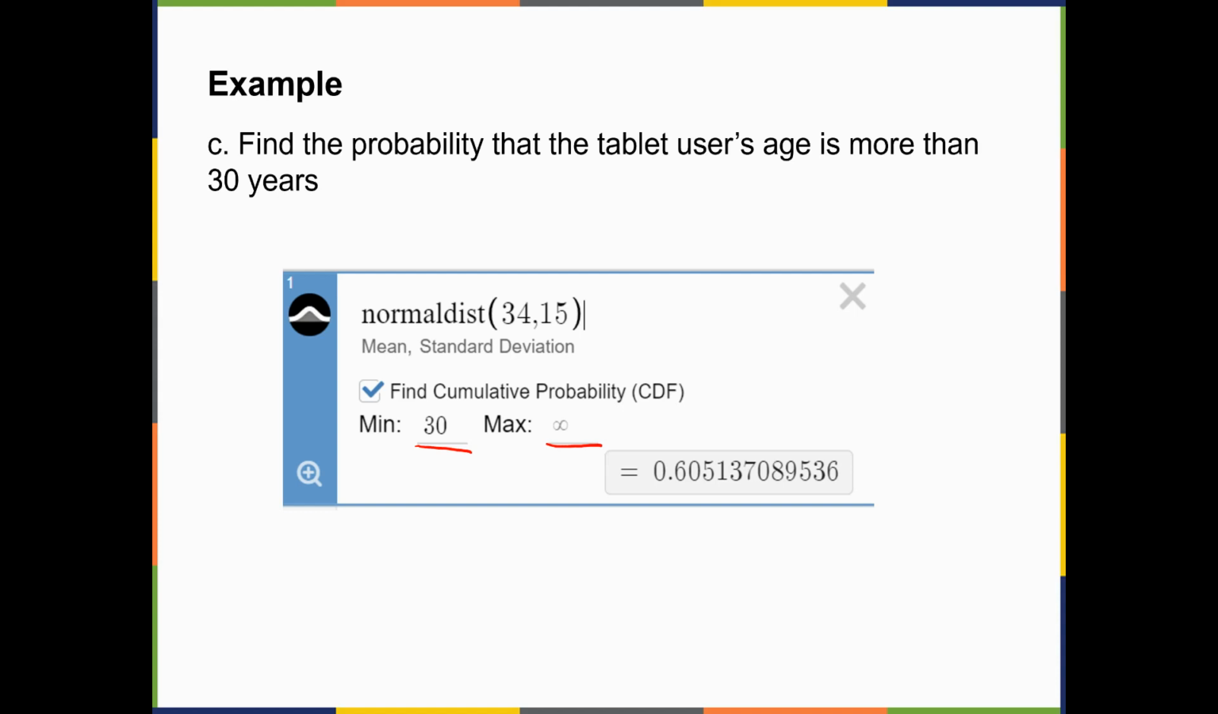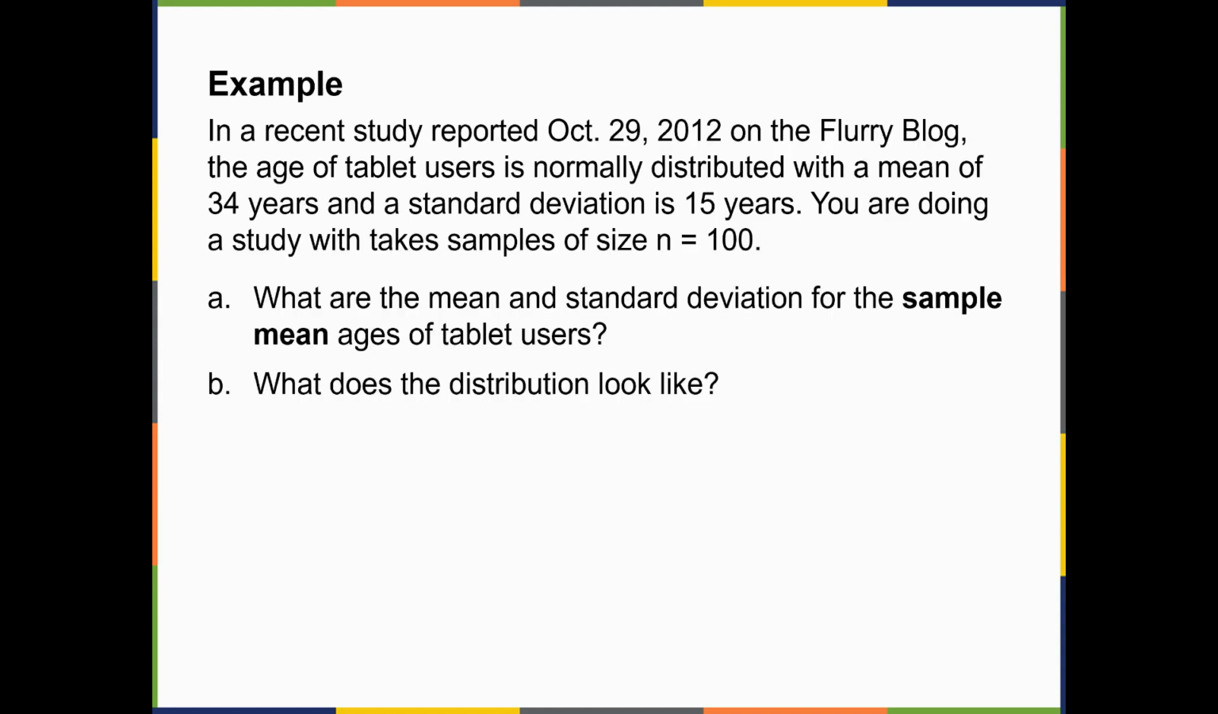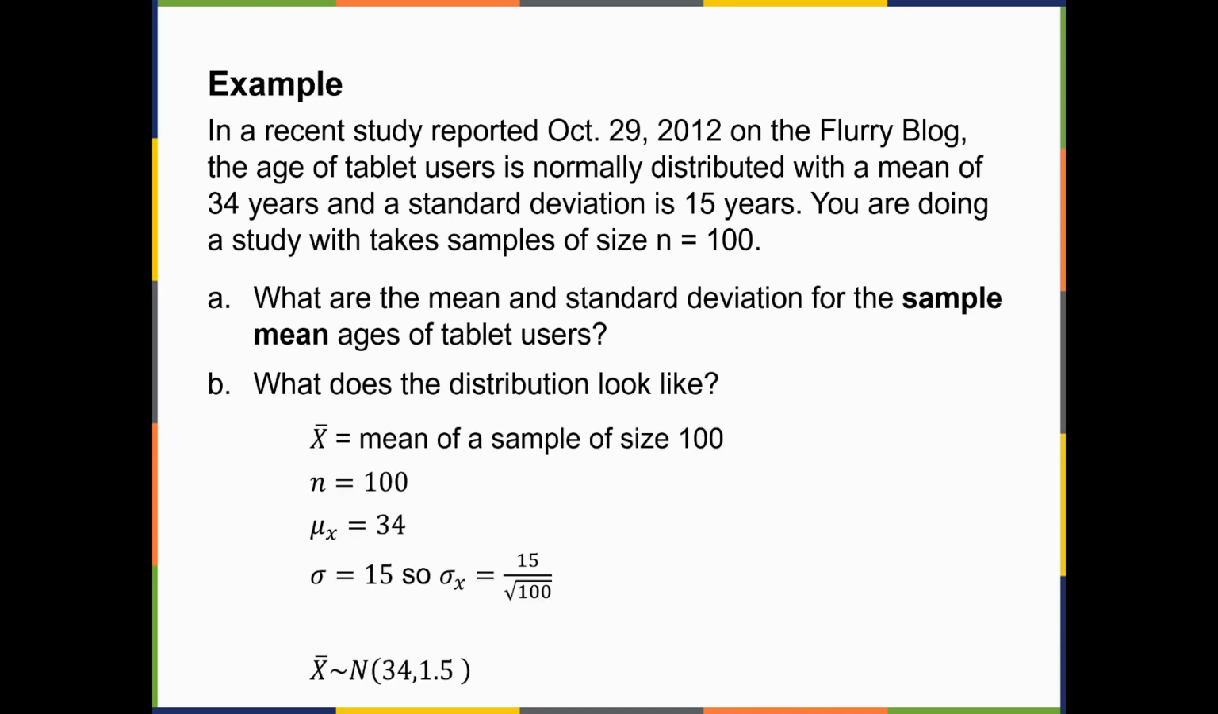Now let's look at the sampling distribution. All right, same study. Now we're going to do samples of size 100. What are the mean and standard deviation for the sample mean ages of the tablet users? So of all those samples of size 100, and we calculate the mean, that new distribution, what does that distribution look like? Well, remember the means stay the same, so the mean is still 34.